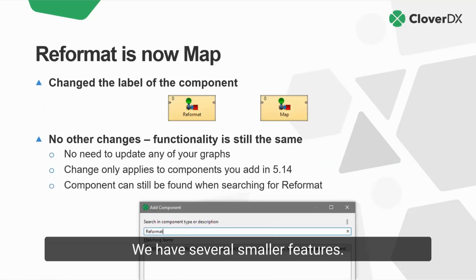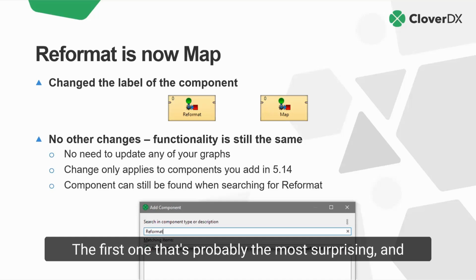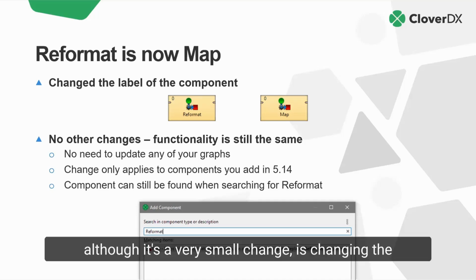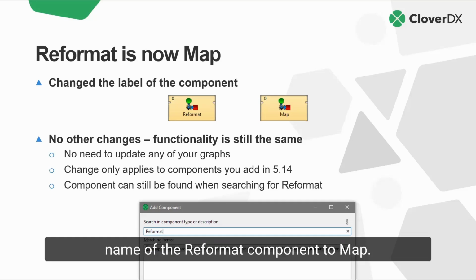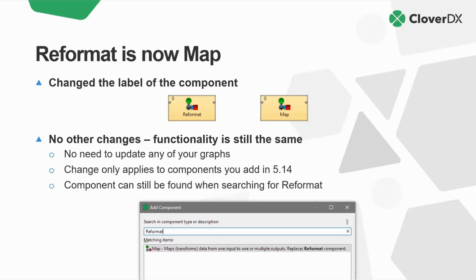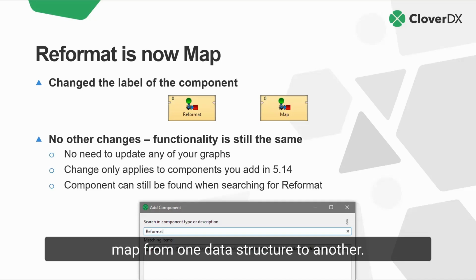We have several smaller features. The first one that's probably the most surprising, and although it's a very small change, is changing of the name of the Reformat component to Map. This is based on many users simply not being able to find the component that allows them to map from one data structure to another. Reformat is a fairly technical name, so we've decided to change the label.